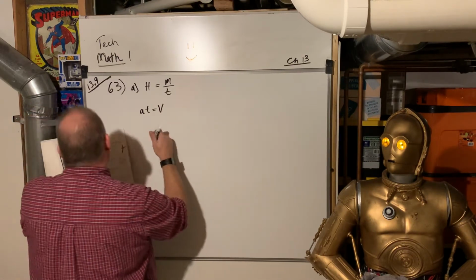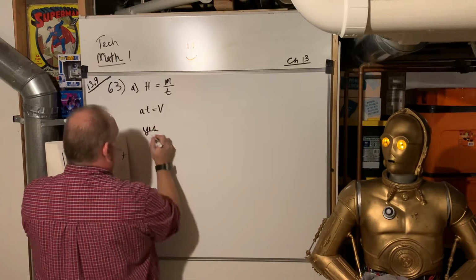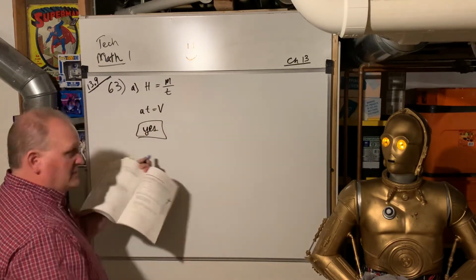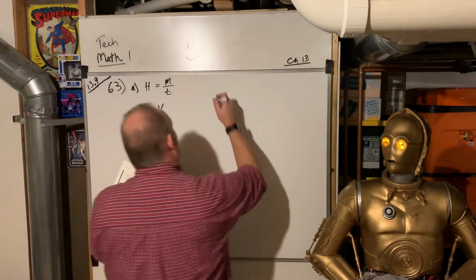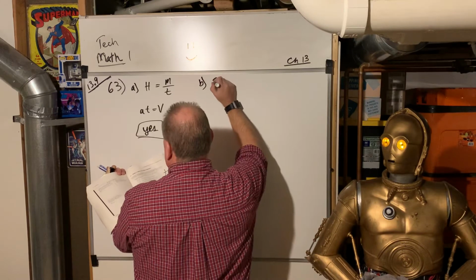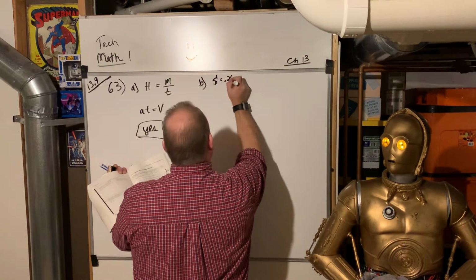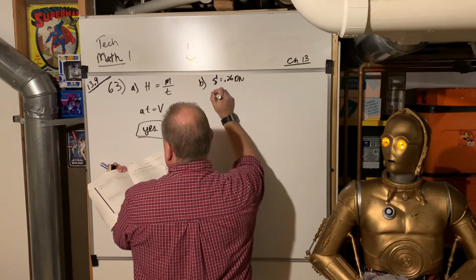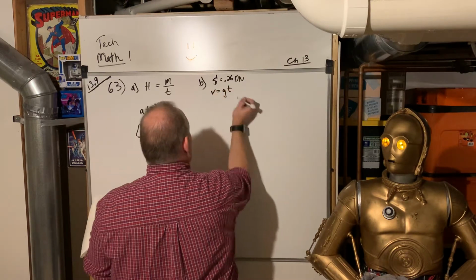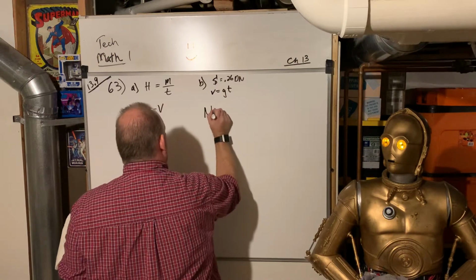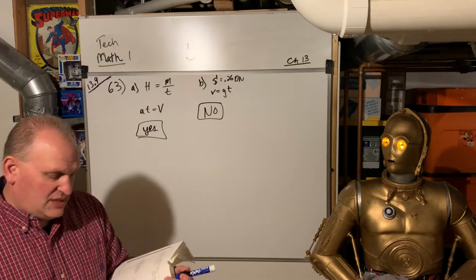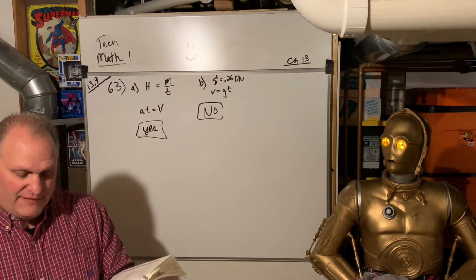So this would be a yes. They have a common variable, T. T is common to both of them, which means you could plug one into the other with substituting. This one, letter B, says S is equal to 0.26 dn. And the other one says little v is equal to gt. There's no overlap there, so that would be a no. We couldn't use those as a system because they don't have a common variable.